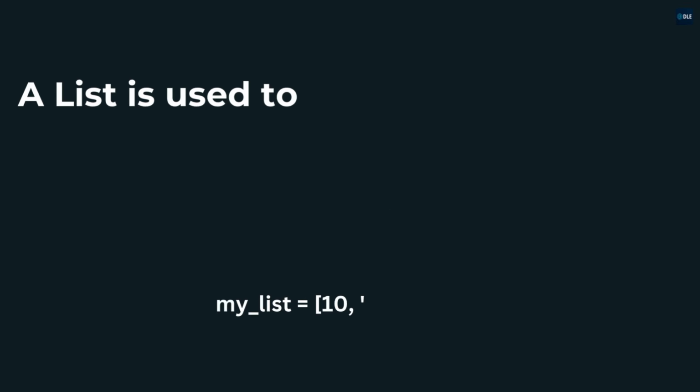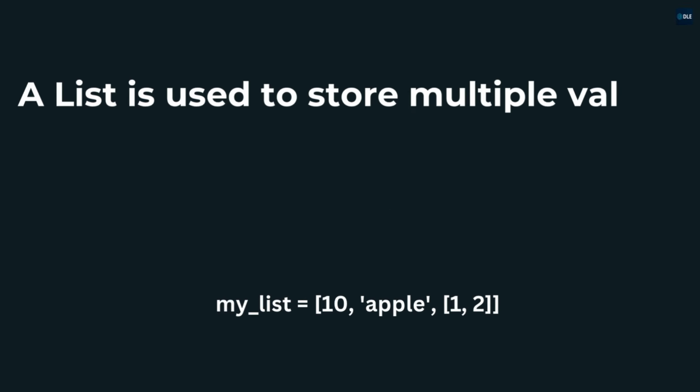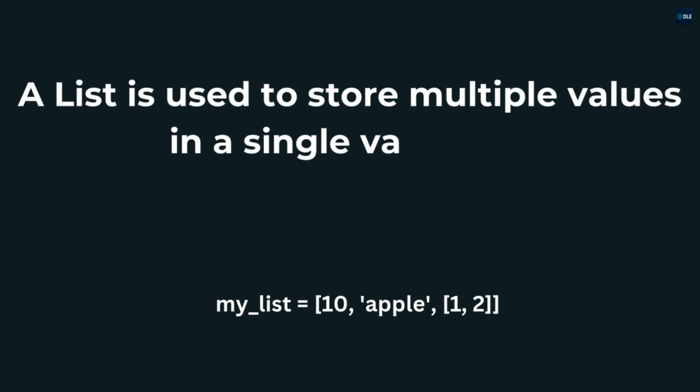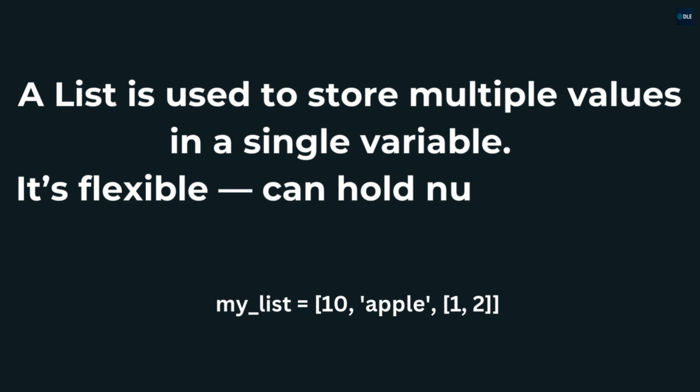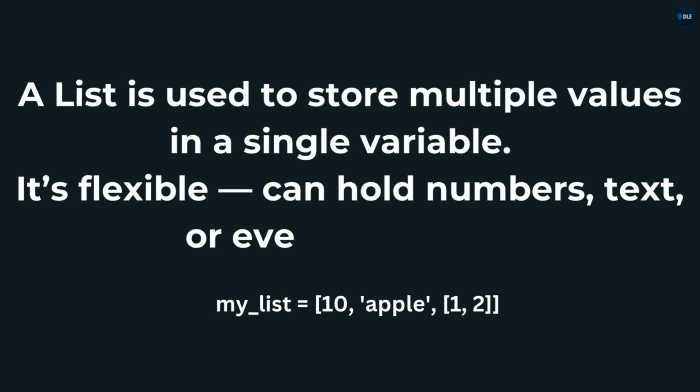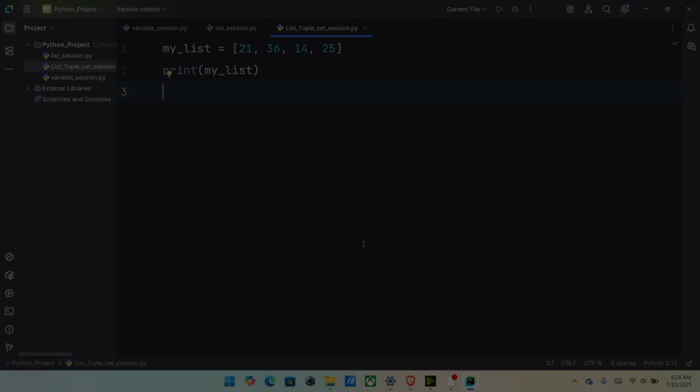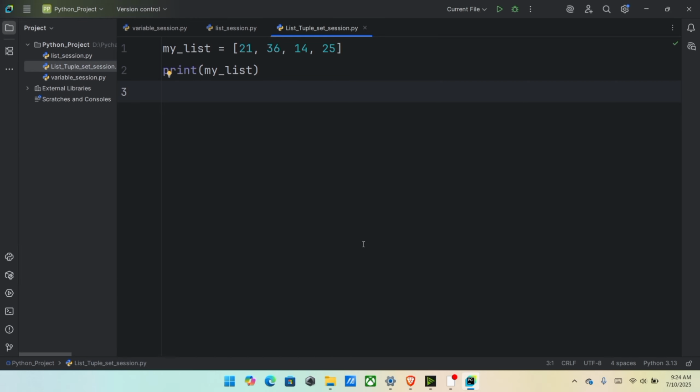A list is used when you want to store multiple values in a single variable. Think of it as a flexible container that can hold numbers, text, or even other lists. We created a list with 4 values. The square brackets define the list, and each value is separated by a comma.